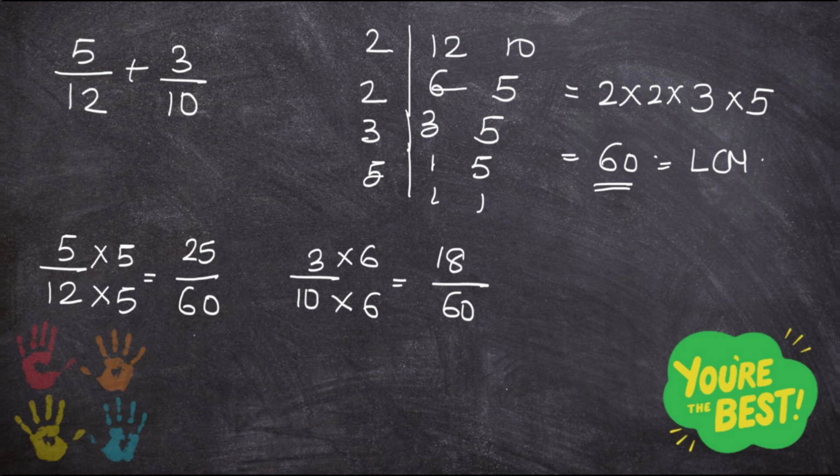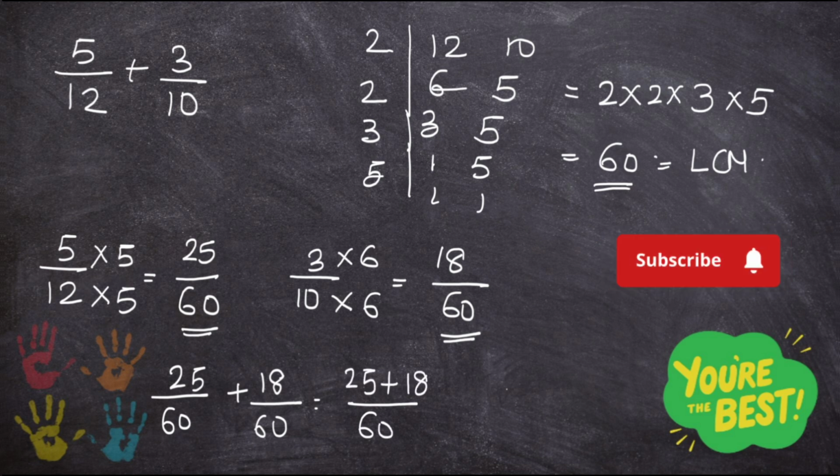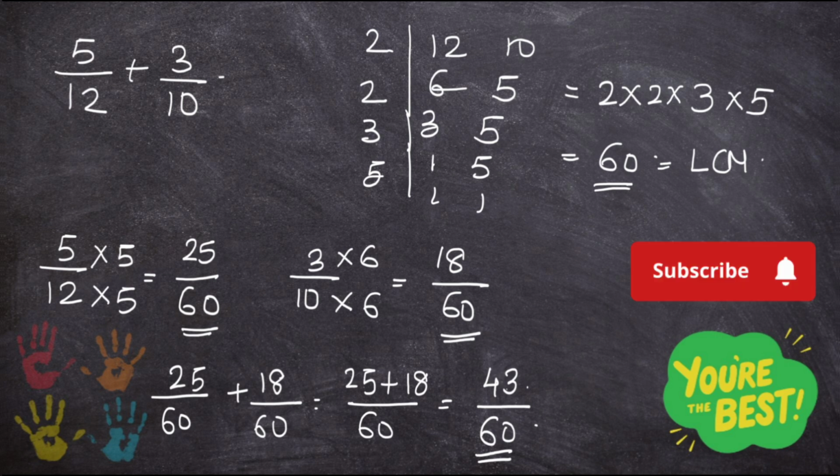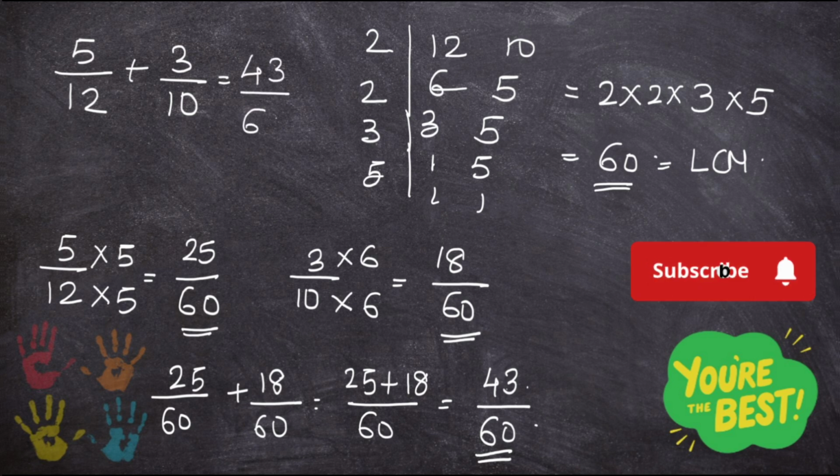Now what am I supposed to do? I am supposed to add these two new fractions. So 25 upon 60 plus 18 upon 60. Denominators are same, so I'll directly add the numerators. And when I add this, I'll get the answer as 43 upon 60. So the addition of 5 upon 12 plus 3 upon 10 will be 43 upon 60.